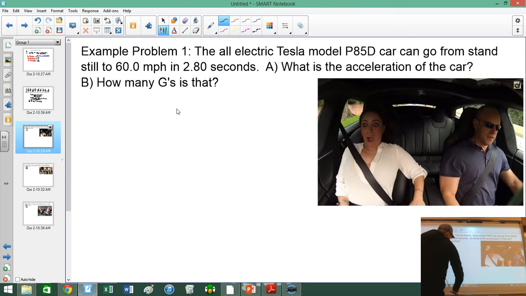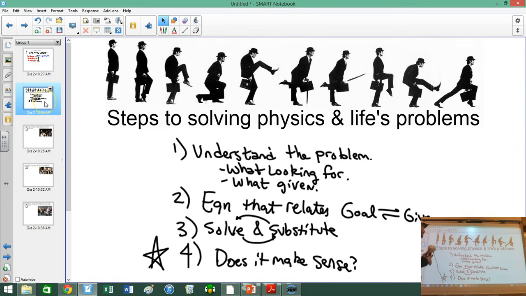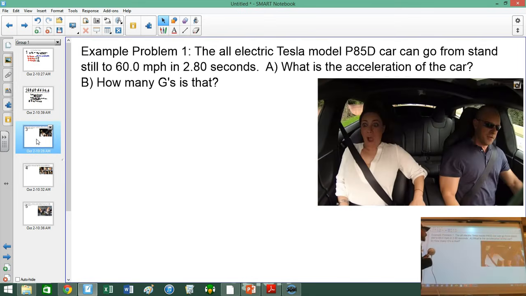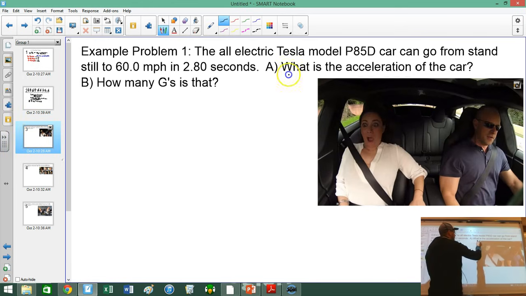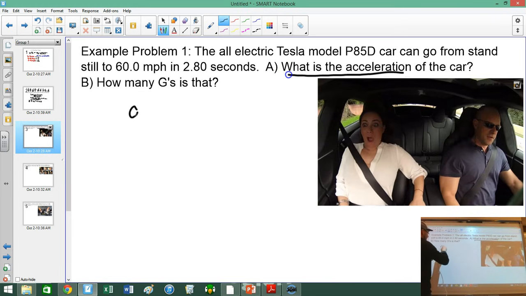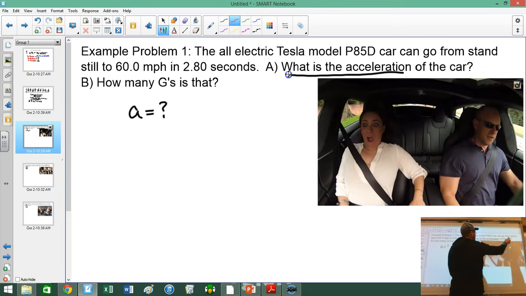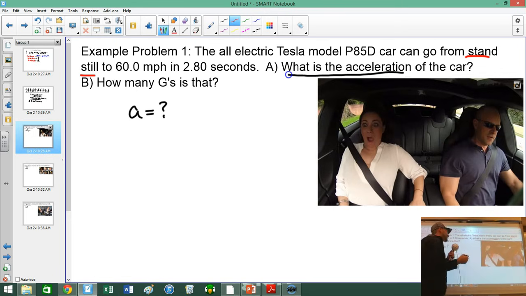First of all, when we look at how to solve a problem, number one, understand the problem. What are we looking for and what are we given? I'm looking for the acceleration. It says it right here. So my acceleration is question mark. What do I know? I know that it goes from a standstill. That might not seem like a number, but believe it or not, that means its initial velocity is 0. 60 miles an hour, that's my final velocity.